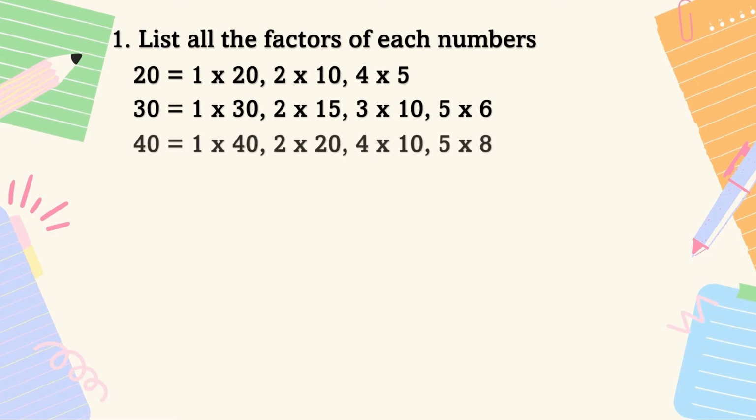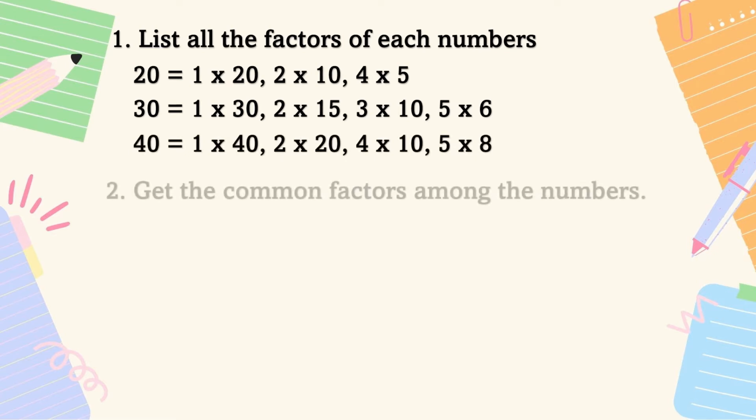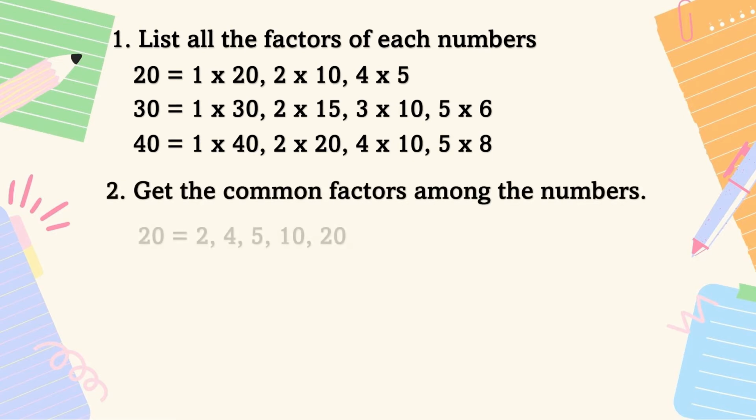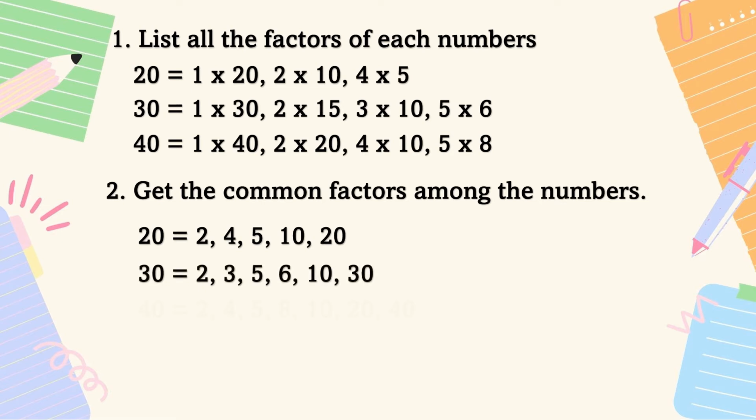Now the second step is to write all the factors of the numbers. For 20, we have 2, 4, 5, 10, and 20. For 30, we have 2, 3, 5, 6, 10, and 30. For 40, we have 2, 4, 5, 8, 10, 20, and 40.